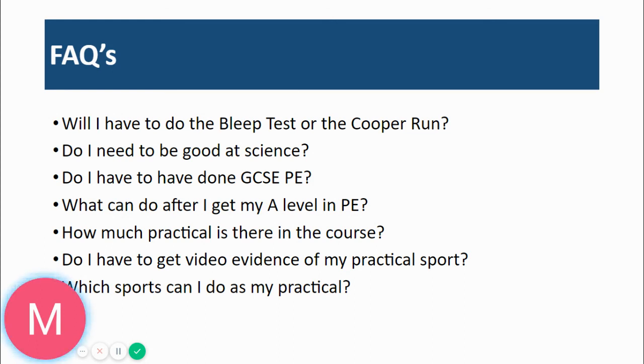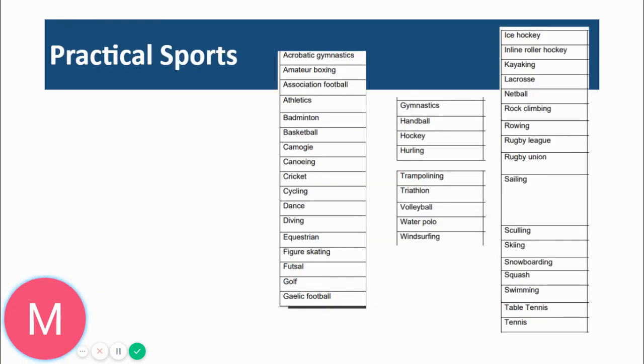Which sports can I do as my practical? This is really important, as a few years ago the government changed the list of sports that you could be assessed in for A-level PE. This slide shows the only sports that can be used for assessment in A-level PE. Some common sports such as martial arts are not included, so it's vital that you check this list carefully to make sure you can be assessed in your main sport.